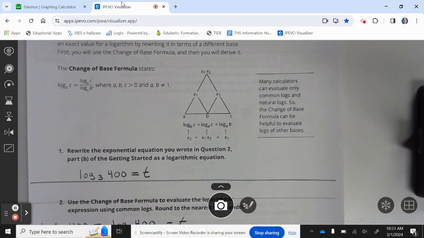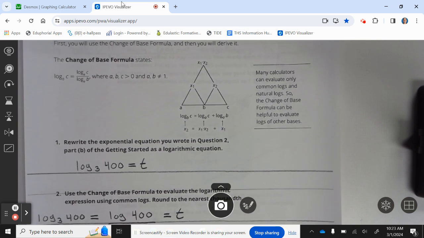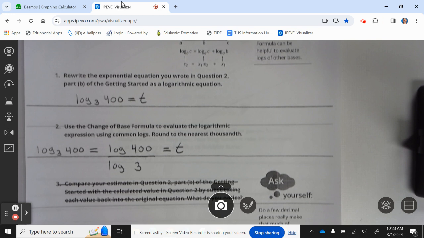The change of base states log base b of c equals log base a of c divided by log base a of b, where a, b, and c are greater than 0, and a and b are not equal to 1. Number 1, rewrite the exponential equation you wrote in question 2, part B of the getting started as a logarithmic equation. That equation is log base 3 of 400 equals t.